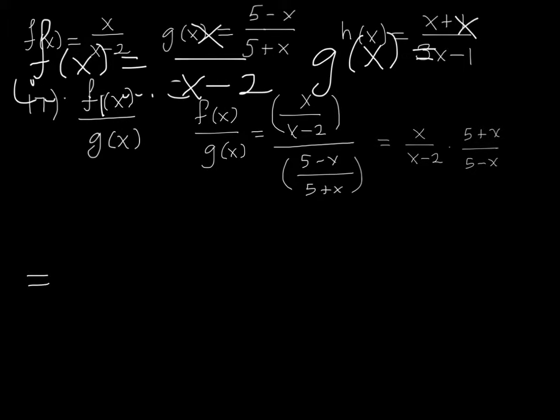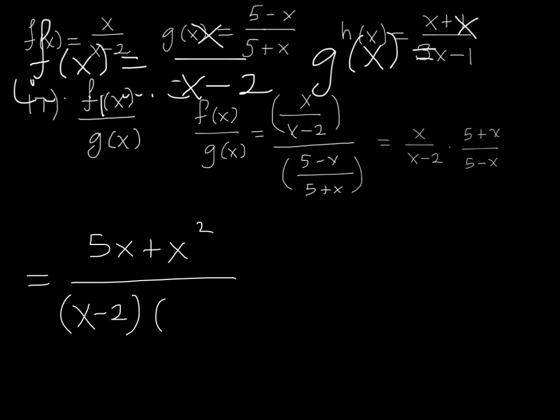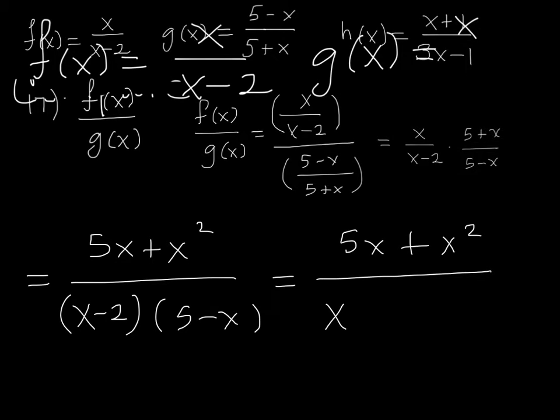So the numerator gives us 5x plus x squared, and the denominator is x minus 2 times 5 minus x, which gives us 5x plus x squared over x minus x squared plus 7x minus 10. And that's our answer.